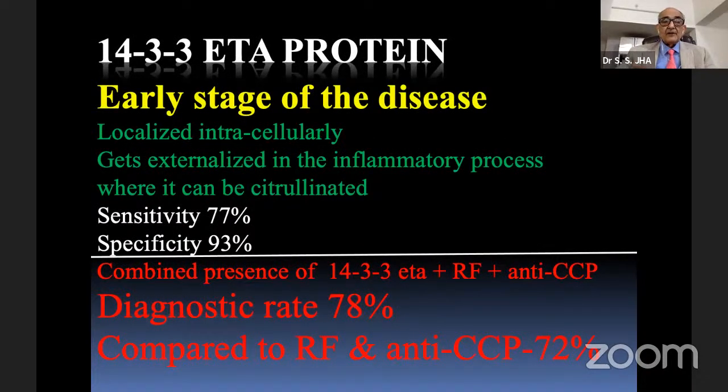Friends, this is a very promising biomarker, 14-3-3-eta protein. It can be seen in the early stage of the disease. This is a protein which is localized intracellularly, but with the inflammatory process on, it gets externalized where it can be citrullinated. The sensitivity is 77%, the specificity is 93%. So with the combined presence of 14-3-3-eta plus rheumatoid factor plus anti-CCP, the diagnostic rate rises up to 78% compared to rheumatoid factor and anti-CCP alone, which is 72%. So 14-3-3-eta protein is present in the early stage of the disease.